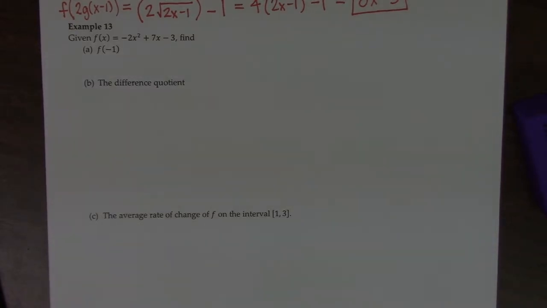Example 13 gives us a function. It's a quadratic, right? Negative 2x squared plus 7x minus 3. And it asks us to find f of negative 1. So that means just plug negative 1 into the function.